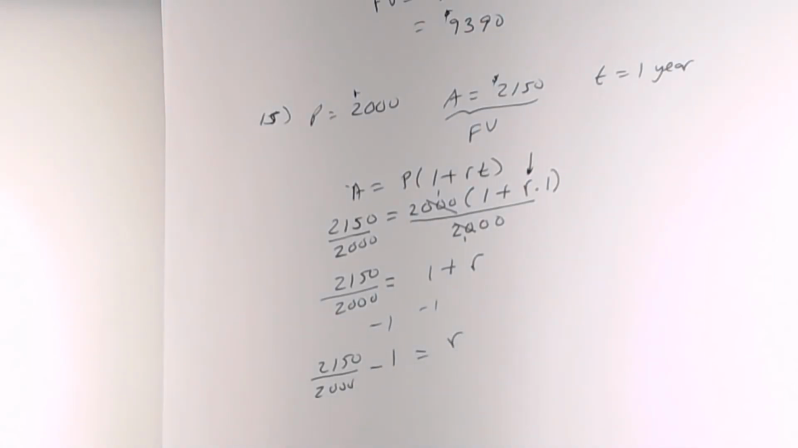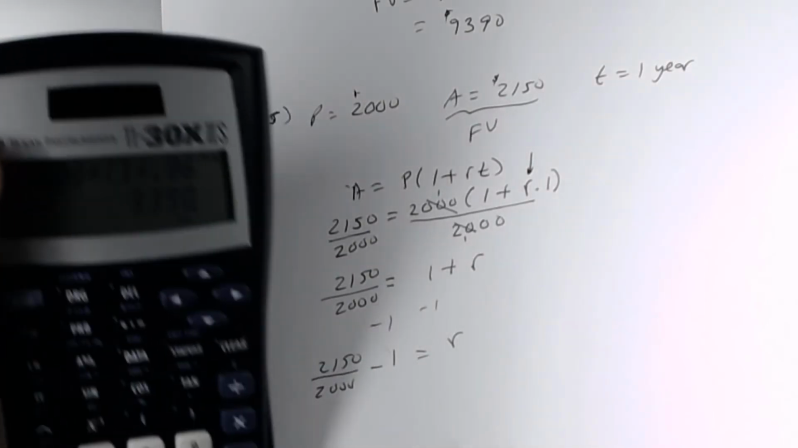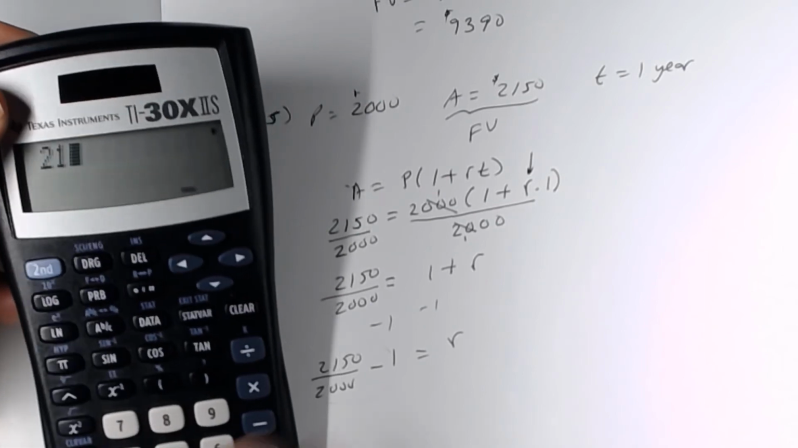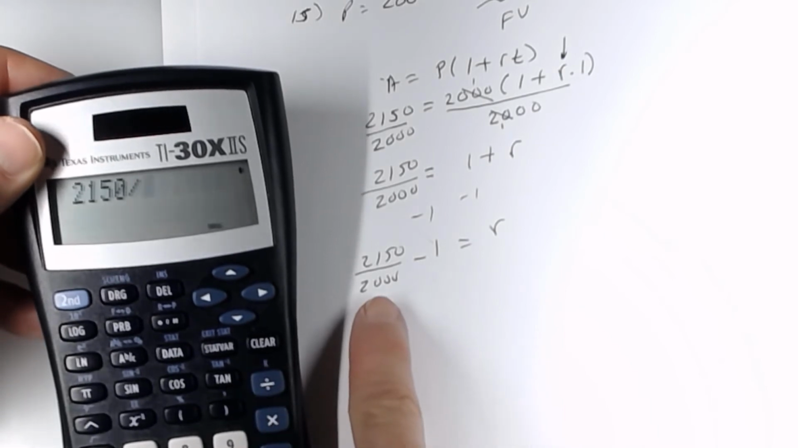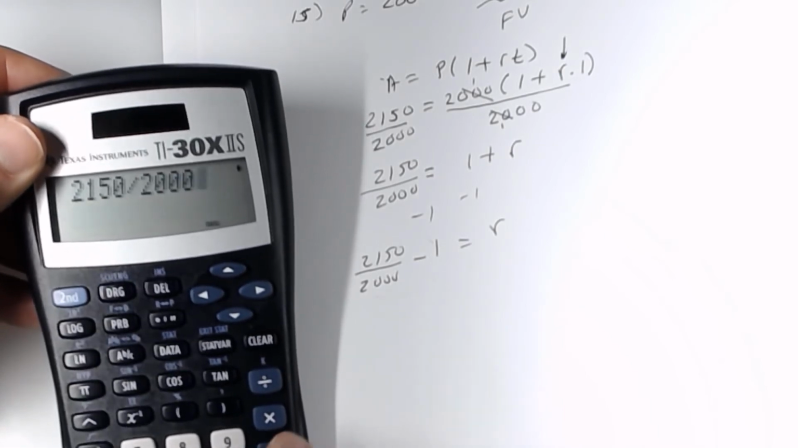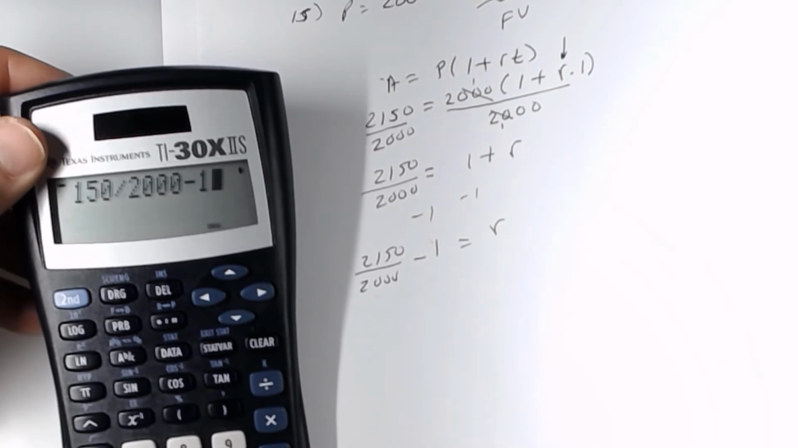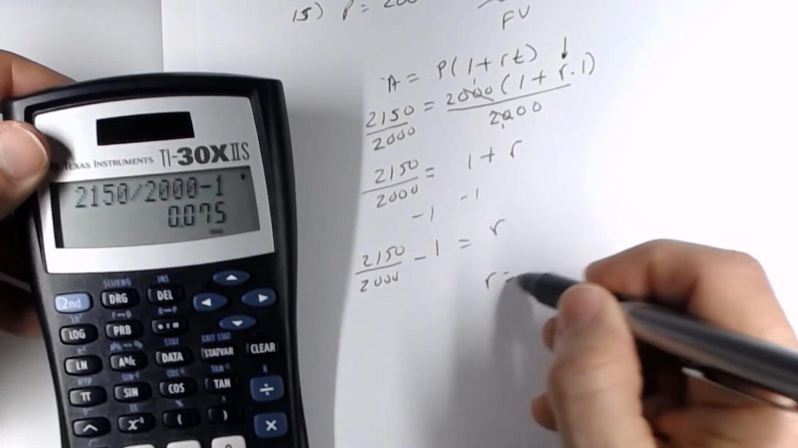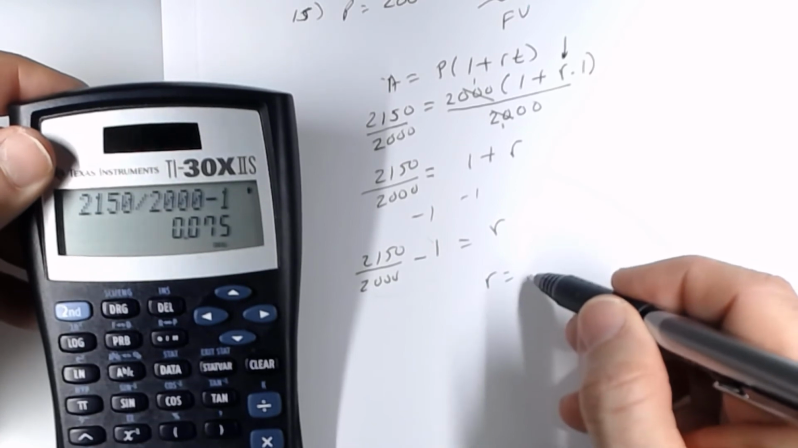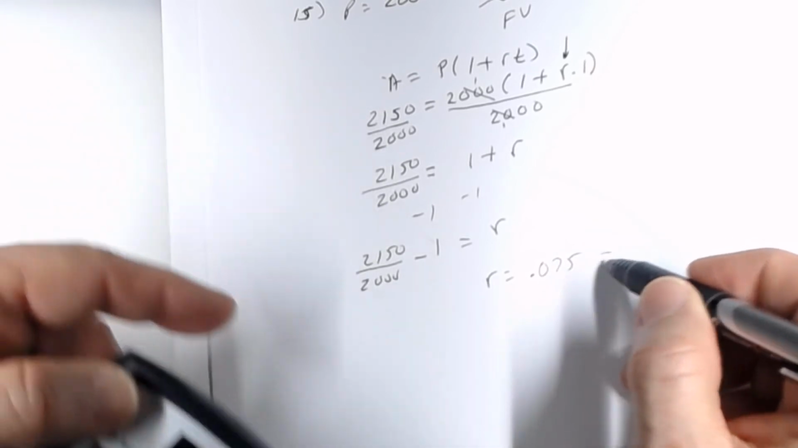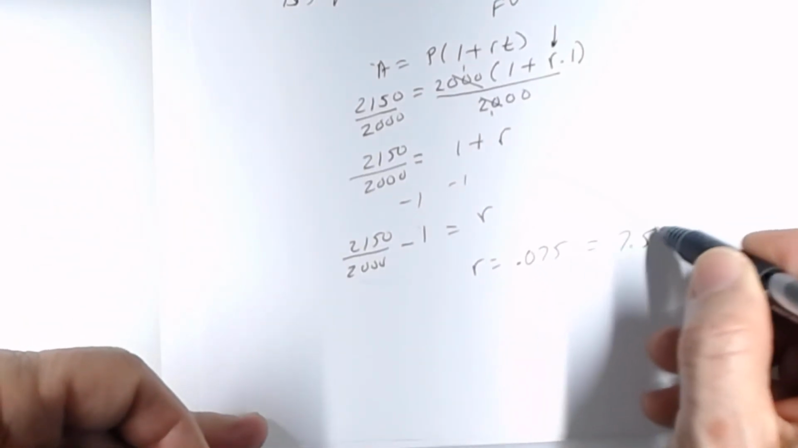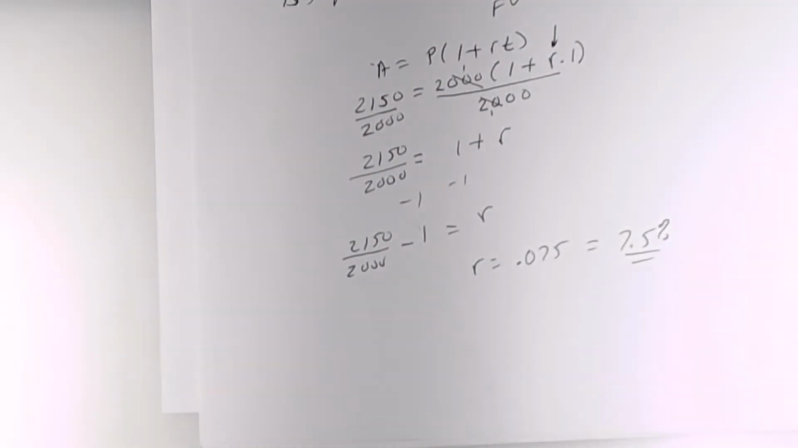Now on your calculator, figure out what this is. So 2,150 divided by what number? 2,000. And then I have to subtract what? 1, and then press equal. R is what decimal? What decimal do you see? 0.075. Okay, but you have to write this as a percent. So what's this as a percent? 7.5%.